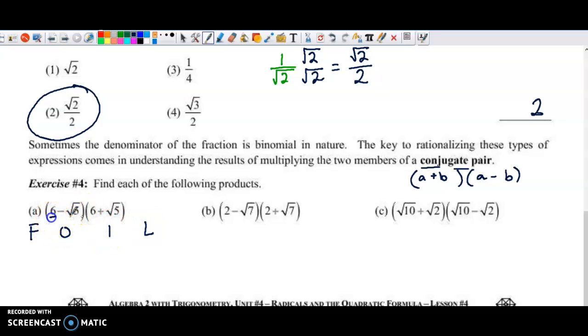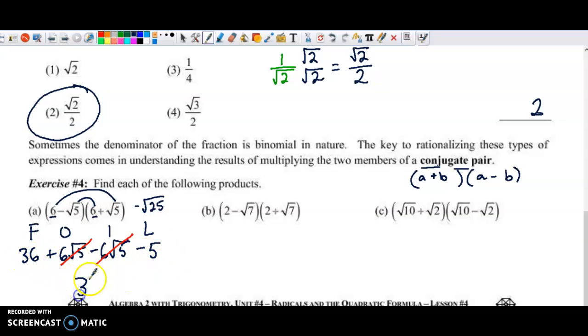So if you FOIL it, the first term will be 6 times 6 is 36. The outside, I hope you remember this rule, and the inside are going to cancel each other out because one is positive and one is negative. But we're not quite done with this problem because you have to do negative root 5 times positive root 5, which is negative 5. As a reminder, some of you might rewrite that as negative root 25, but that is the same thing. And then 36 minus 5 is 31.